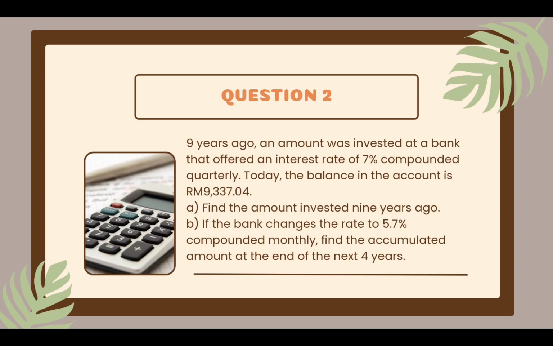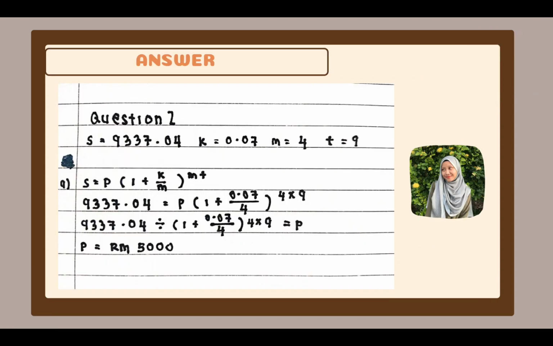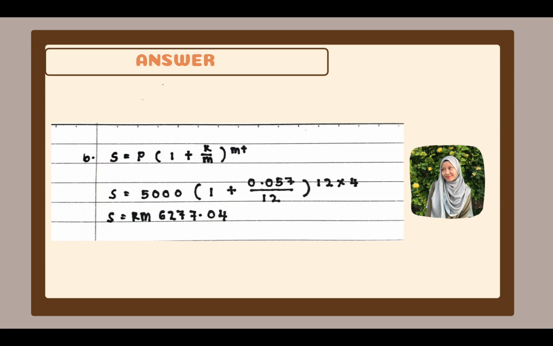If the bank changes the rate to 5.7% compounded monthly, find the accumulated amount at the end of the next 4 years. For question 2B, we will also use the same formula, but now we will have to change the value of K, M, and T. Now K is 0.057, M equals 12, and T equals 4. After we substitute the amounts into the formula, we can calculate it with a calculator, and now we got the answer, which is S = RM6,277.04.